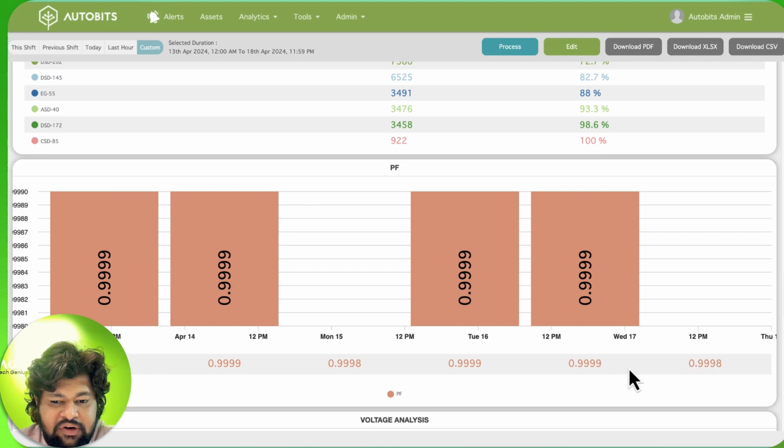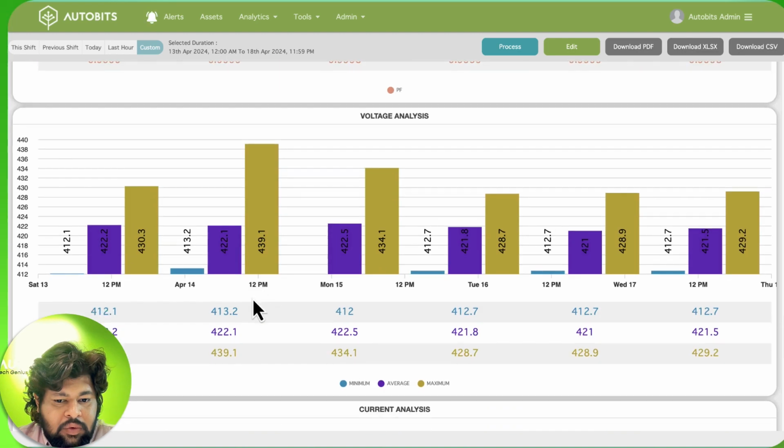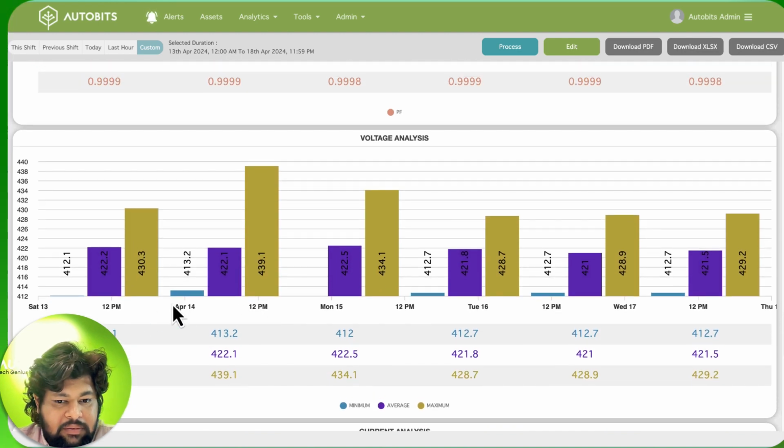We see that it's 0.999, and so that's good. Voltage analysis also we are able to see over here. Again we see that on Tuesday the 14th of April we are seeing high voltage. Otherwise I think we are good. There was not much of a problem over here, and the average voltage is also pretty much consistent, so nothing to worry about over here.